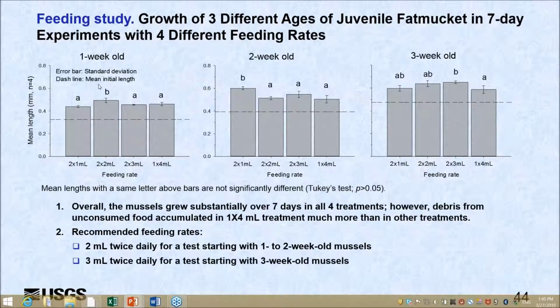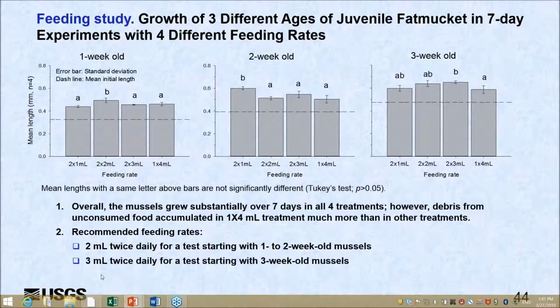results. For example, for the 1-week-old juveniles, it looks like 2 ml twice a day grows best, but for the 2-week-old juveniles, twice 1 ml is the best. And when they're getting older, it looks like even more, twice 3 ml, is better, but it's not significant. Overall, the mussels grew substantially over the 7-day study, but we did notice quite a bit of debris in one feeding treatment, where we fed them once, a large 4 ml, and that is not a very good sign to have a lot of accumulated food in the beaker.